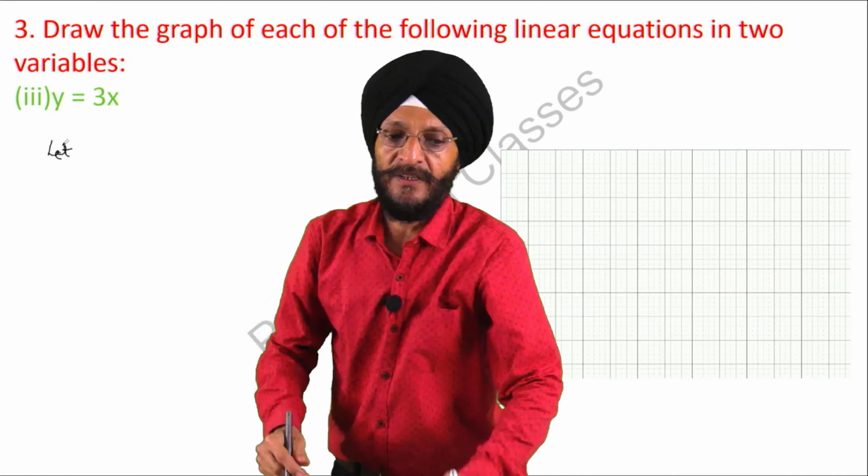Here we form the x-axis. This is 0, 1, 2, 3, 4, 5, -1, -2, -3, -4. Here it will be in +1, 2, 3, 4, 5. Here it will be in -1, -2, -3.